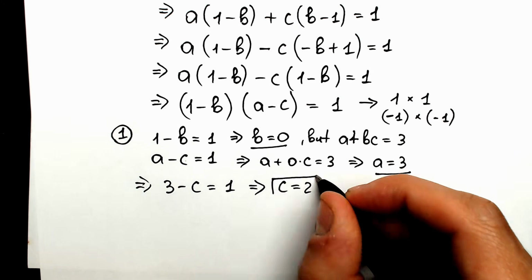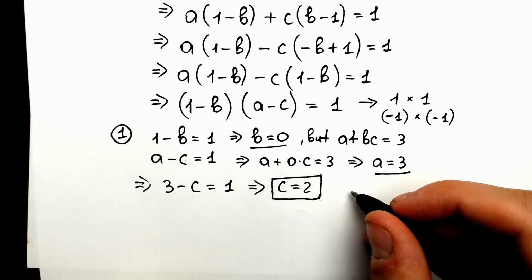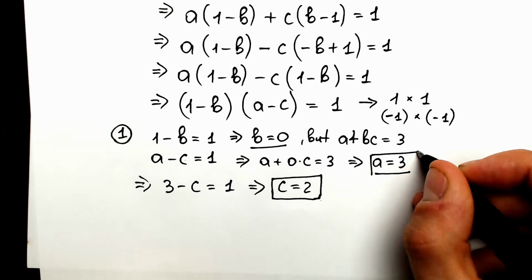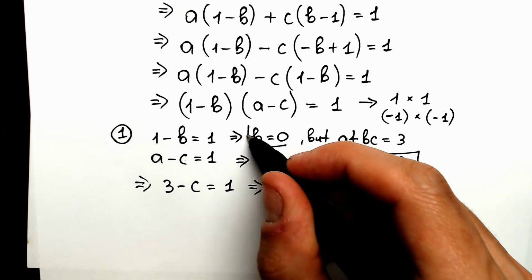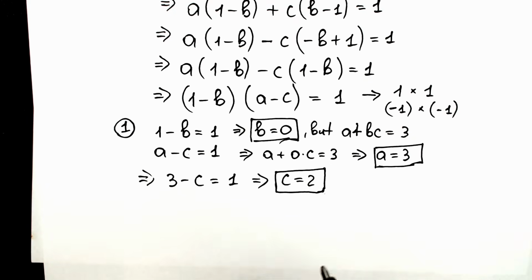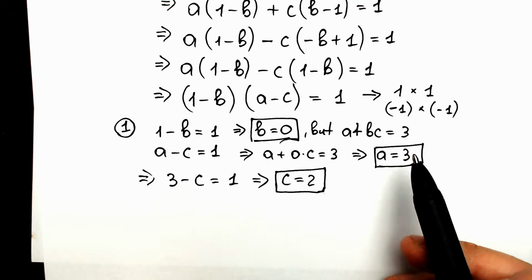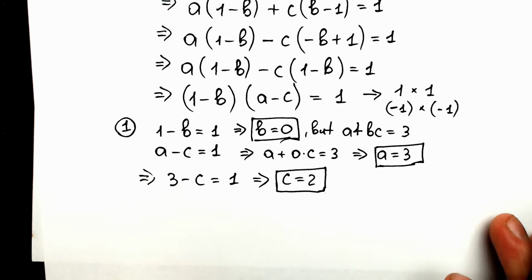And we have the first answer to our question. We have pair a equal to 3, so let's underline it. a equal to 3, b equal to 0, and c is equal to 2. So this is our first answer, and right now let's go to the next step. The next step, we're gonna plug in -1 and -1.